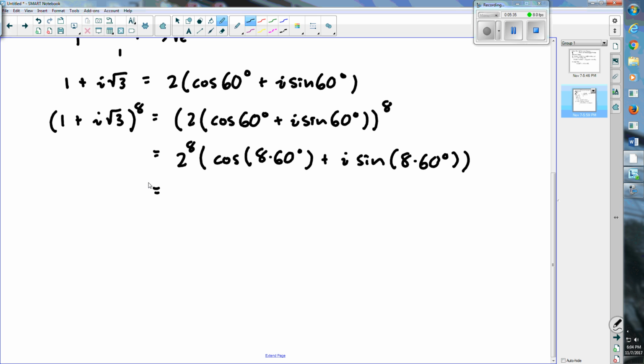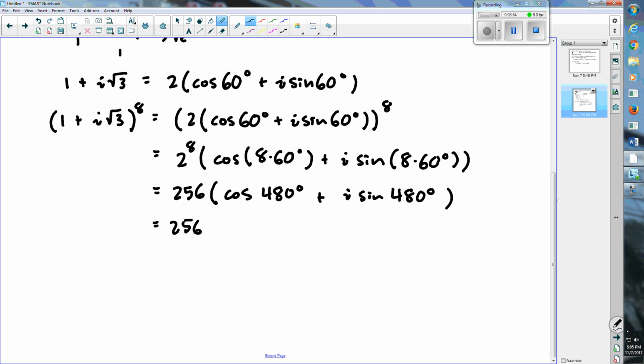2 to the 8th power gives us 256. And for the cosine, instead of writing 8 times 60, that's going to be 480 degrees, plus i times the sine, which is also 480 degrees. But 480 is larger than 360, so why don't we write this as the coterminal angle? If we just subtract out 360, we get 120 degrees, plus i times the sine of 120 degrees.